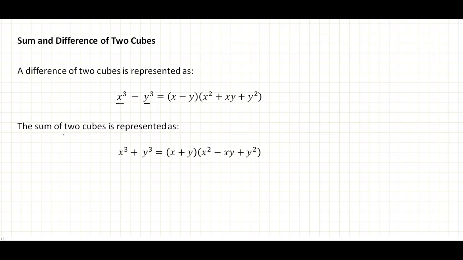Now for the sum of two cubes, pay attention to the fact that these are always alternating signs. And the sign here on the x minus y represents whether you have a sum or difference. Now the sum of two cubes is represented as x plus y multiplied by x squared minus xy plus y squared. Also note the change in signs, the alternating signs.